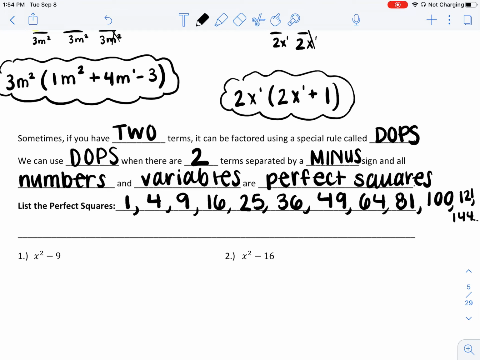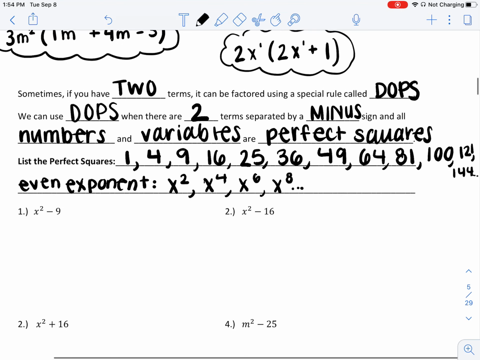For variables, in order for a variable to be a perfect square, you need to have an even exponent. So variables that are perfect squares would be x squared, x to the fourth, x to the sixth, x to the eighth, and so on. You could also have a combination of letters be perfect squares as long as they are both even.